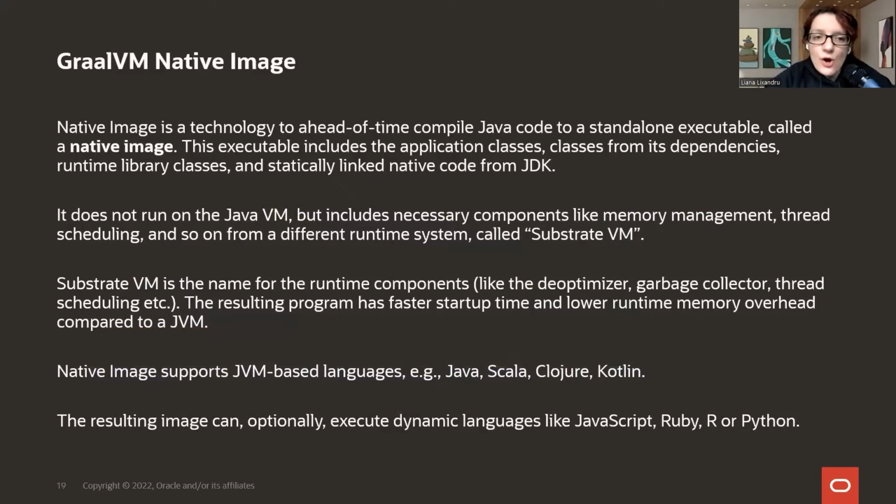So it doesn't run on the Java VM, but includes all the necessary components like memory management, thread scheduling, and so on, within a runtime system that is called the Substrate VM. This is the name for the runtime components like the garbage collector, the deoptimizer, and so on. And the resulting program has a way faster startup time and a lower runtime memory overhead compared to a JVM. It supports Java, Scala, Clojure, and Kotlin, as well as JavaScript, Ruby, R, or Python. And these images, we've noticed, can start much faster than anything running on a traditional Java virtual machine.